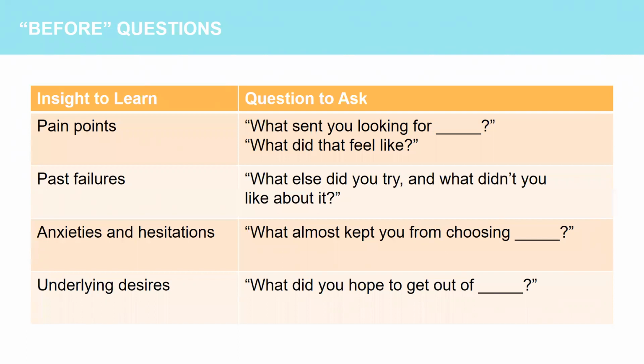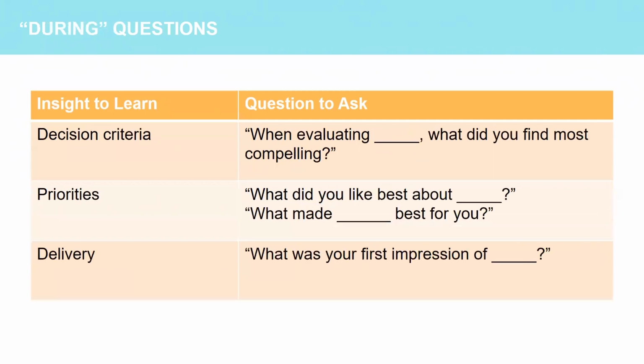So copy is iterative. It constantly gets better, evolves as you learn more, as you collect pieces that you can bake in. And then we want to get to their underlying desires. So what did you hope to get out of this product when you went looking? What was it you hoped to achieve? What was the thing that you wanted to solve? Getting people talking about this in their own language.